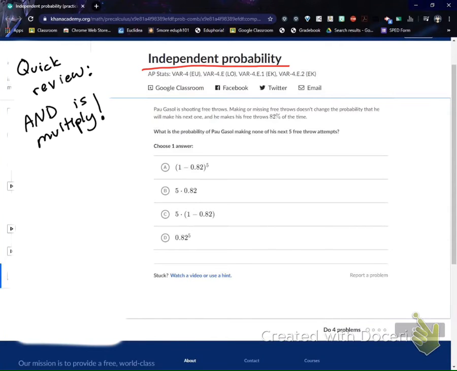Today's assignment is on independent probability. It is very, very similar to last week's compound probability. And so I've started by writing that note on the top left to review that, remember, we need to multiply separate events together for and. So if we want this and this and this to happen, we multiply those probabilities together.